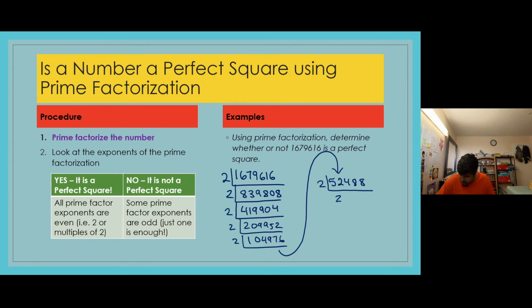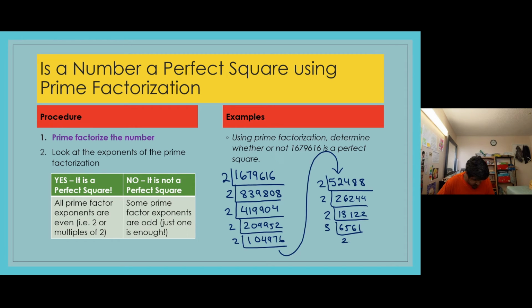Which gives us 26,244. Which gives us 13,122. So far we haven't had to use anything else. Which gives us 6,561. And finally, that's it. We're out of 2's. Okay? So where we got is 6,561. So 6,561 is actually divisible by 3. So let's go ahead and do that.